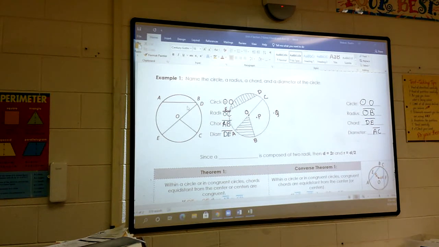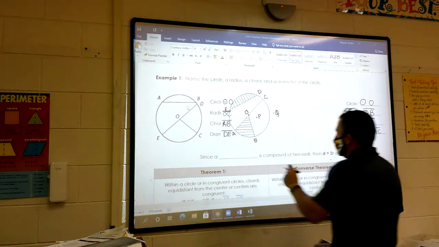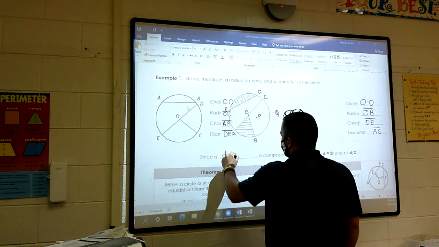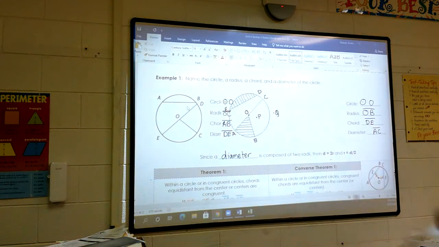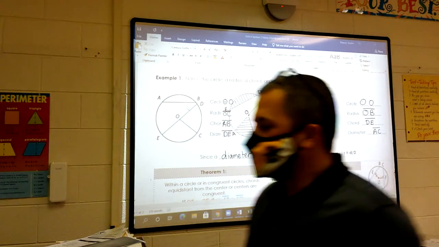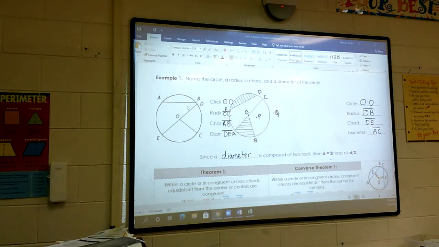This is the review part. It just gets you used to naming the circle. And since a diameter is composed of 2 radii, which would mean the radius times 2, a diameter equals 2 times the radius, and a radius is half of the diameter, or the diameter divided by 2. Again, another thing that's reviewed. The radius is half of the diameter. The diameter is 2 times the radius.